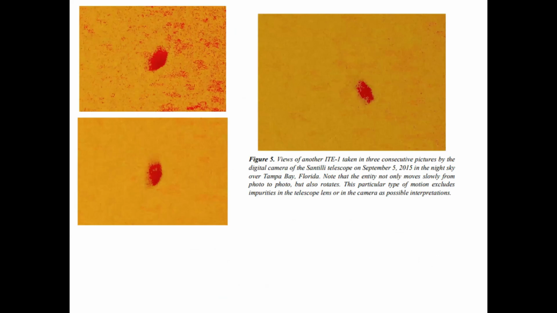So what I've got now is some of Santilli's images which he's published. This is a view of what he calls an ITE1, an invisible terrestrial entity 1, taken in 3 consecutive pictures by a digital camera using the Santilli telescope. He took that in 2015 in the night sky. He says not only does it move slowly from photo to photo, but it also rotates. This particular type of motion excludes impurities in the telescope lens or in the camera as possible explanations. So this thing is rotating in the sky.